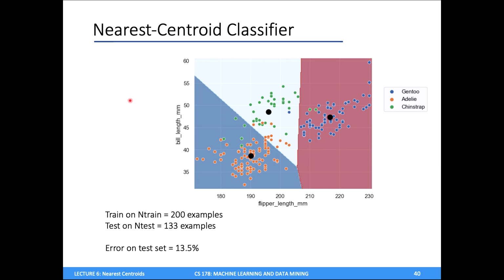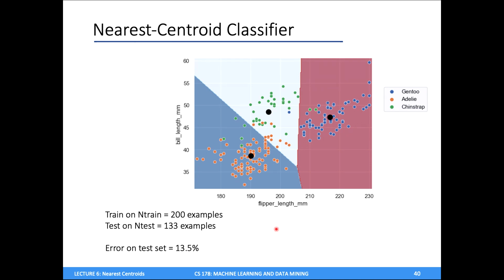Okay, so let's look at an example of the accuracy of a nearest centroids classifier, again on our penguins data set. So I fit my nearest centroid classifier on 200 data points, and then I'm evaluating it on a held out test set of 133 data points. And what you can see is that it's not doing very good. It's got an error rate of about 13%. So maybe this isn't the best classifier for this data set.